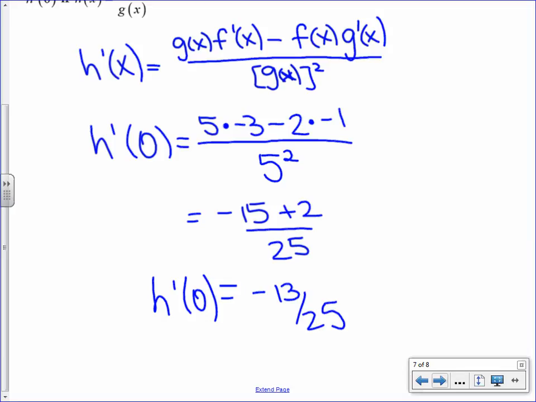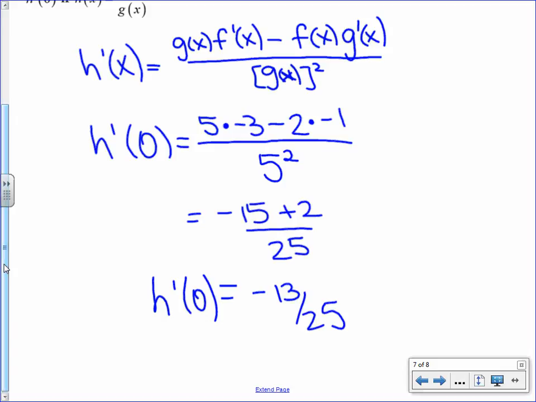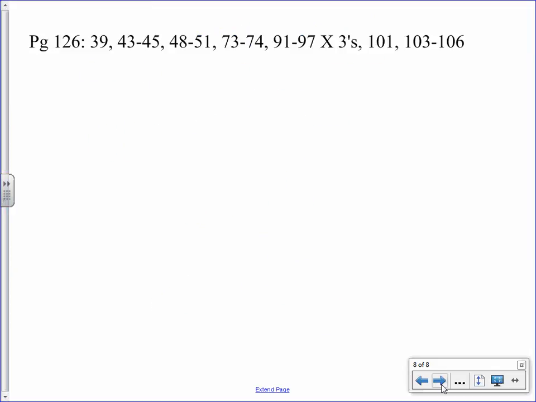That seems like kind of a strange problem, right? On the AP test, they really like tabular data. What is tabular data? Data in a table. So this is just basically saying, hey, do you know the quotient rule? Yeah, you do. So you can do the problem. Okay. Your homework.